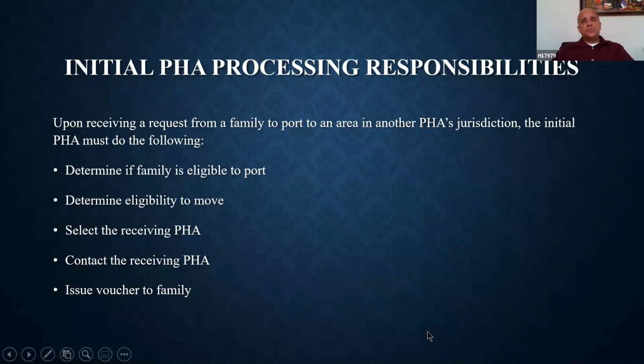Want to cover some initial PHA processing responsibilities. Upon receiving a request from a family to port to another PHA's jurisdiction, there are some things that the initial PHA must do. One thing is determine that the family is eligible to port. One example would be, let's say you have a family. This is a family that just came off the waiting list, and that family is a non-resident applicant.